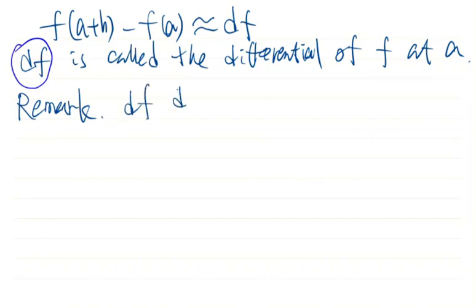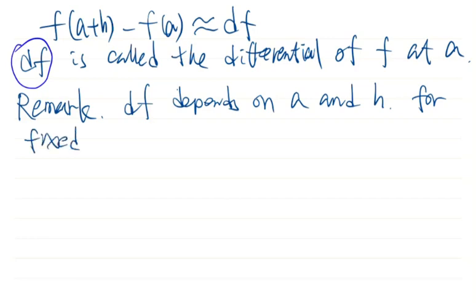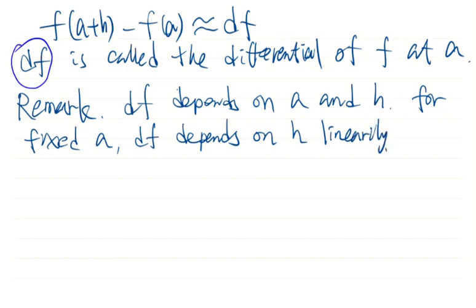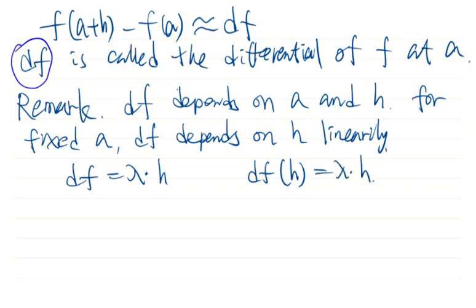df depends on a and h. For fixed a, df depends on h linearly. That is, df is lambda h. Or if you want, you can also write df h. This is a simple remark, but we will not use this later.